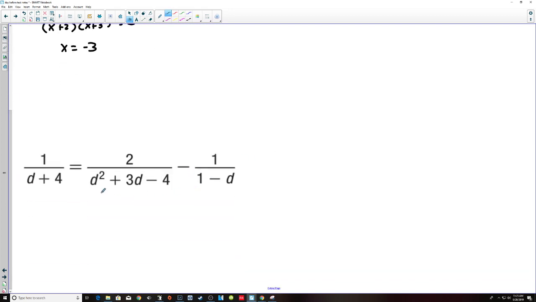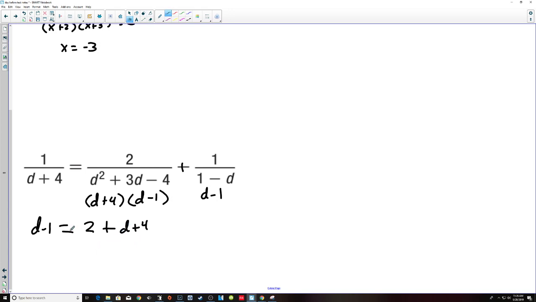Oh, what do we have here? Let's factor this. D plus 4 and d minus 1. Here we have a 1 minus d, so we can make that plus and we can make that d minus 1. Now we only have 2 unique factors. We're going to multiply by the common denominator. So the d plus 4's cancel, leaving d minus 1, equals 2 plus, the d minus 1's cancel, so d plus 4.